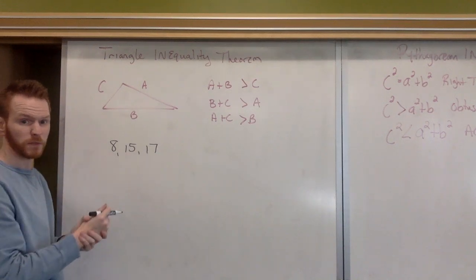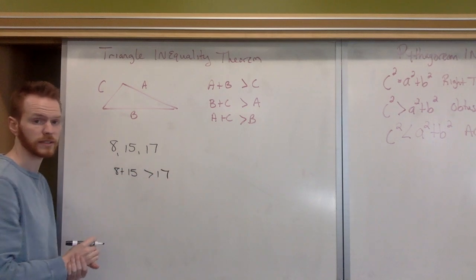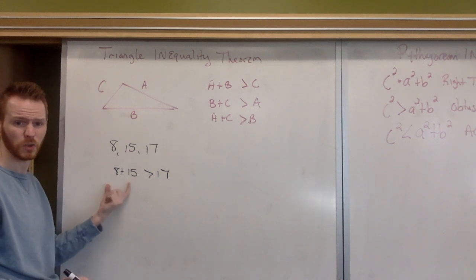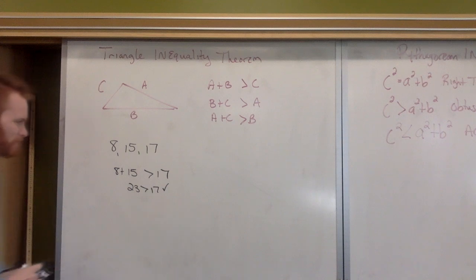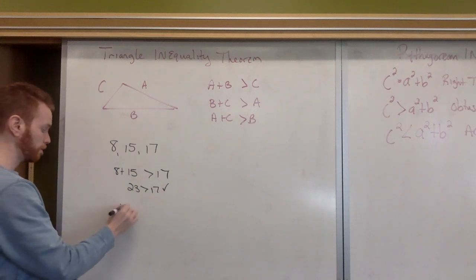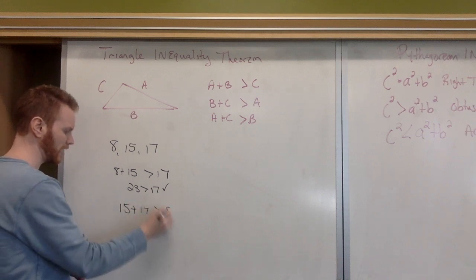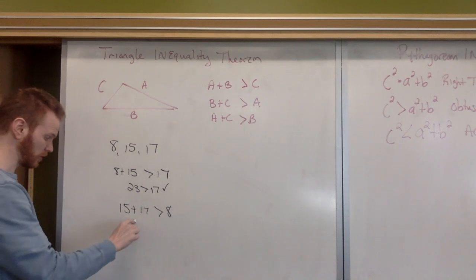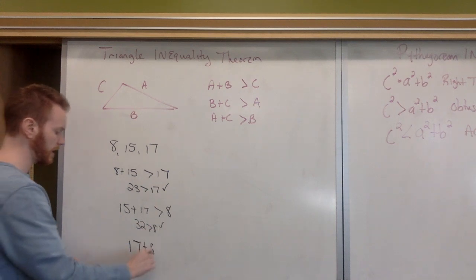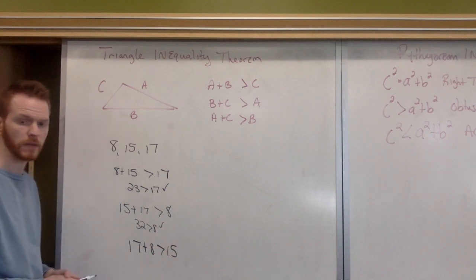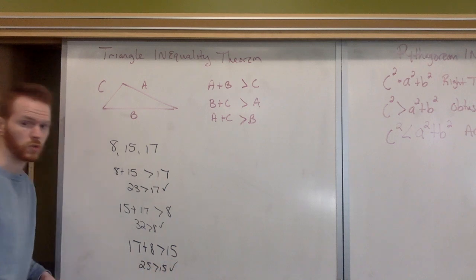Looking at this, let's pick two sides. So we can say 8 and 15, is that bigger than 17? Well, I think so, right? That's 23, which is bigger than 17. So I think we're good with that. Now, let's pick two other sides, 15 and 17. Is that bigger than 8? I think so, right? That's 32. And then lastly, 17 plus 8. Is that bigger than 15, the last remaining side? And it is. We have 25 is bigger than 15, which is a true statement.